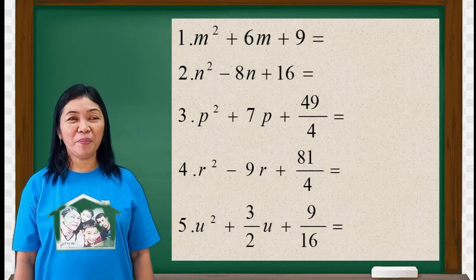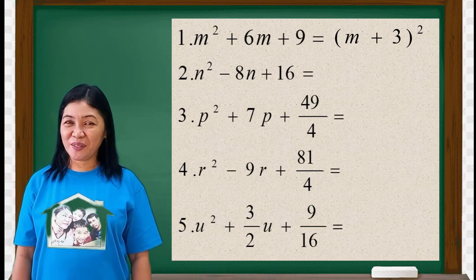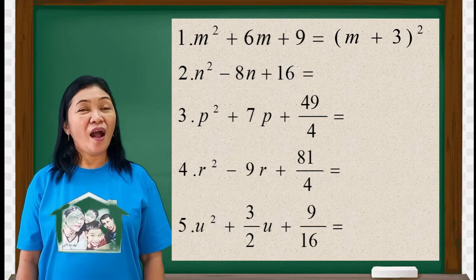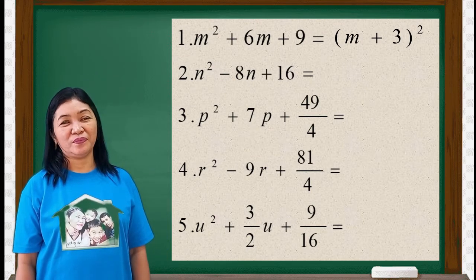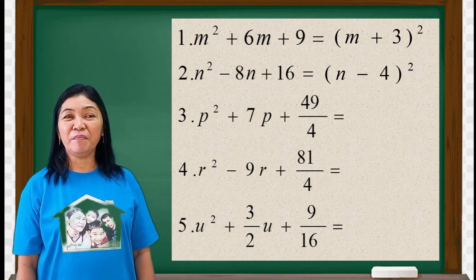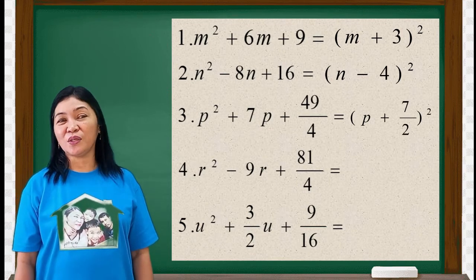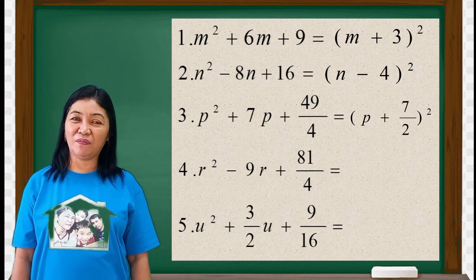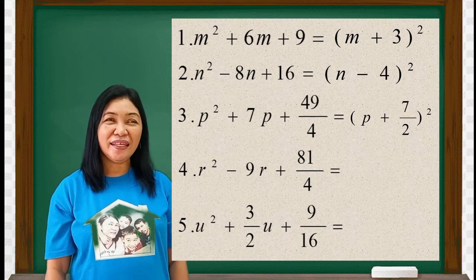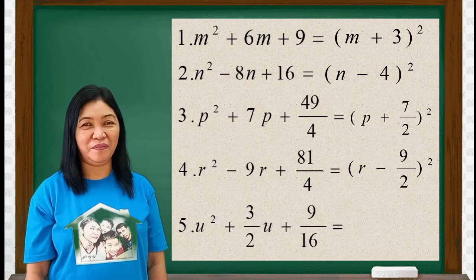What's the answer in number 1? Yes, you are correct. The answer is the square of m plus 3. How about number 2? Right. The answer is the square of n minus 4. In number 3, if your answer is the square of p plus 7 halves, you did it correctly. For number 4, the answer must be the square of r minus 9 halves.